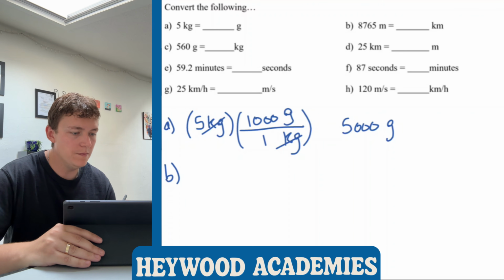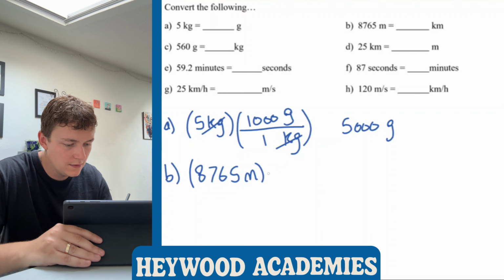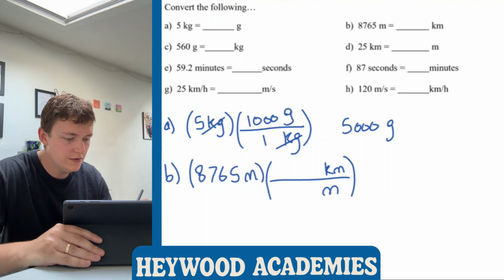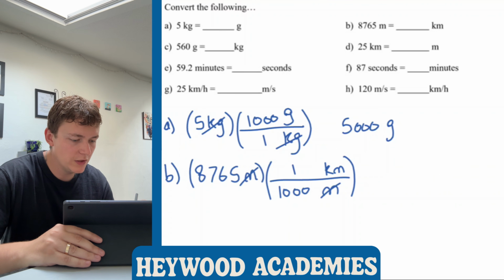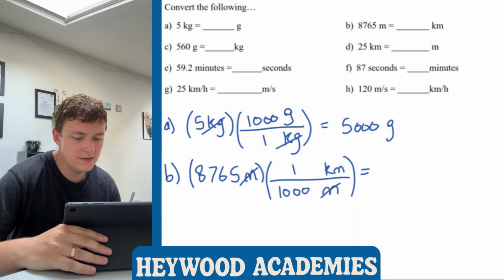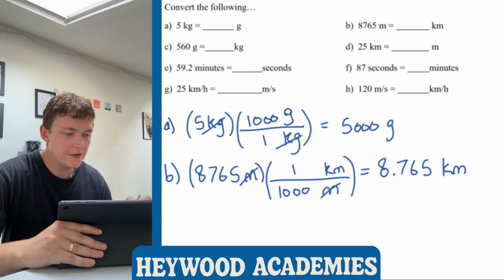Okay, next up we're converting meters to kilometers. So same thing, we can go 8,765 meters. We want to get rid of meters and we want kilometers. So we'll put meters on the bottom, kilometers on top. 1 kilometer is 1,000 meters. Double check we got this right. Meters cancels with meters. We're left with kilometers. Okay, that looks good. Then we can go and do this calculation. So this will be 8,765 divided by 1,000, which is going to be 8.765 kilometers.